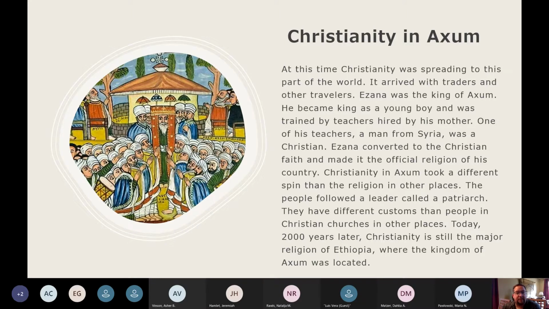Christianity in Axum took a different spin than Christianity in other places. The people followed a leader called the Patriarch. They had different customs than people in the Christian churches in other places. Today, 2,000 years later, Christianity is still the major religion in Ethiopia, where the kingdom of Axum was located. So Christianity is still around today in that same area.